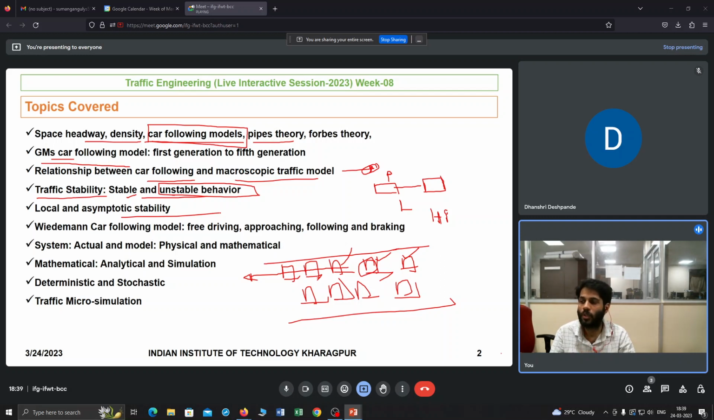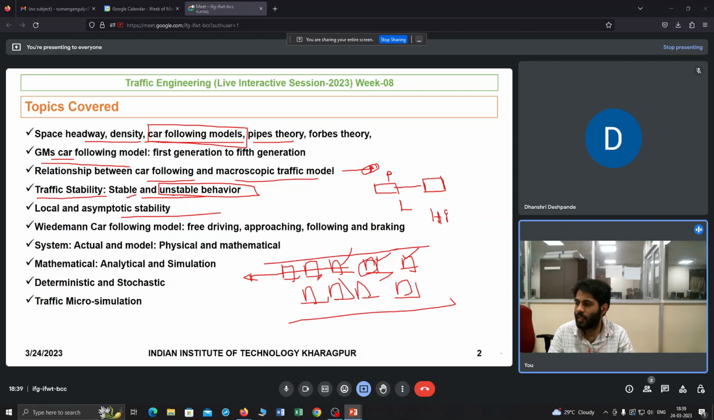Now you can say that okay, your GM's car following model is also developed, so in terms of free driving, it will also be able to detect and model your car following. So why do you need the Wiedemann car following model, for what purpose, right? Someone may have developed it for European purposes, but how are those different? Because those are lane discipline traffic, unlike India, which is not actually lane based traffic. These are non-lane based traffic.